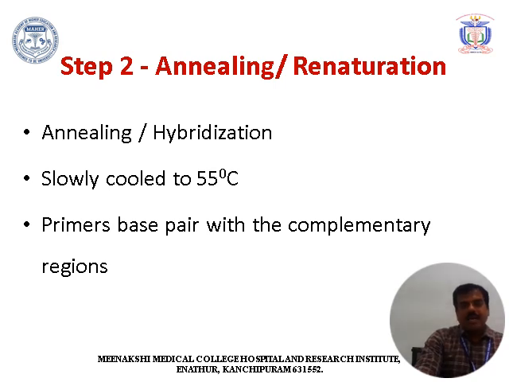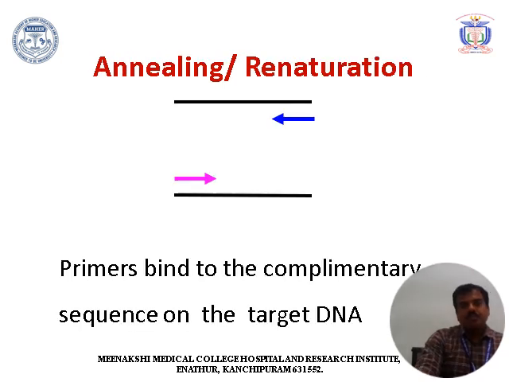The second step is annealing, also called renaturation, where the primers will get paired with the mother strand. Here the temperature from 95 degrees centigrade should be brought to 55 degrees centigrade, where only at that point the annealing will take place. So here the primers will pair with the complementary regions of the target DNA.